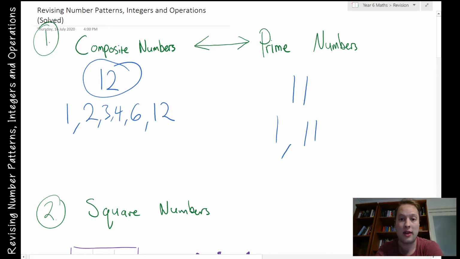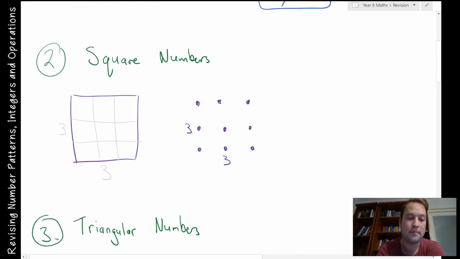There's no other times tables that you could do unless you were going to use decimals or fractions, and that's not what we're looking at. We're looking at whole numbers, so that's what a prime number is. The best way to check if it's a prime number is to try and write all its factors, and if you can't think of any, then it will be a prime number.